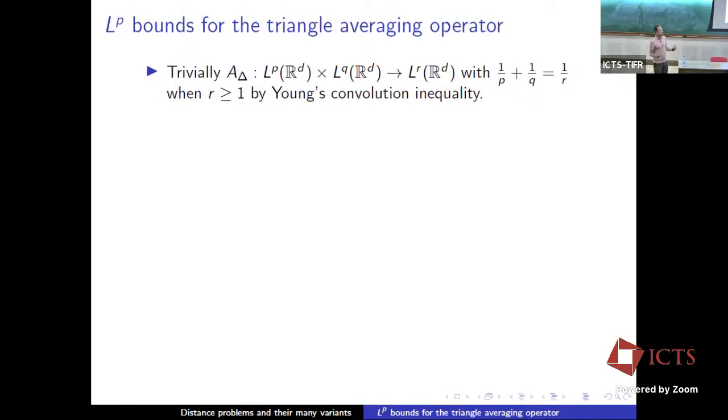But when you are in the multilinear setting, you would expect that you should be able to take p down to 1 and q down to 1, which would bring r down to a half. And that breaks out of this regime, and all of a sudden that is non-trivial. How do you get there? How do you go below L^1?